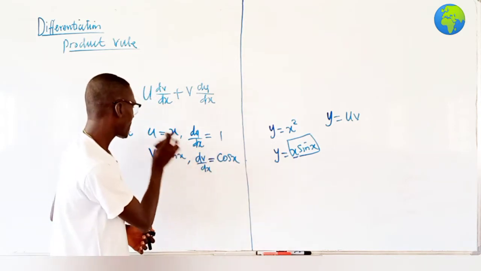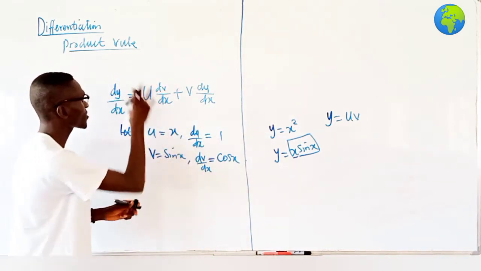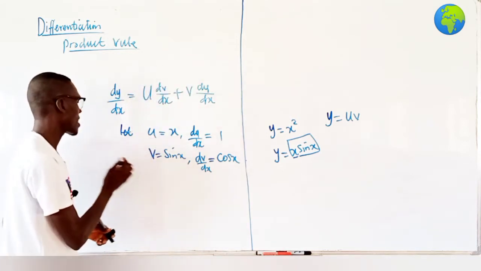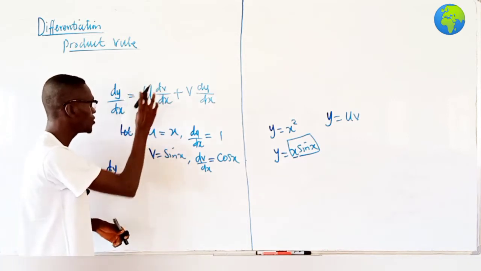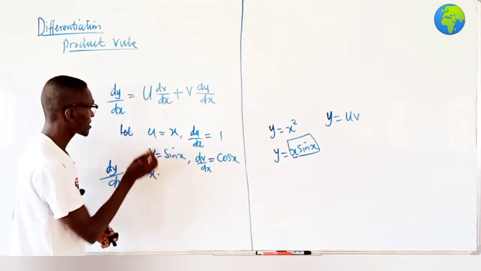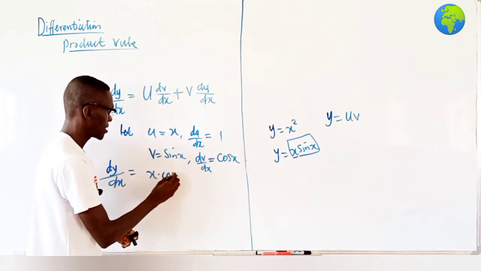So we have u, we have du, we have v, we have dv. The only thing left is to substitute in the formula, right? So our dy over dx is equal to u. Our u is what? x, times we have dv dx. Our dv dx is what? Cos x, right? Cos x.